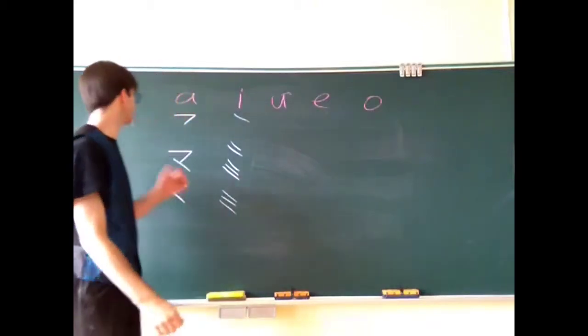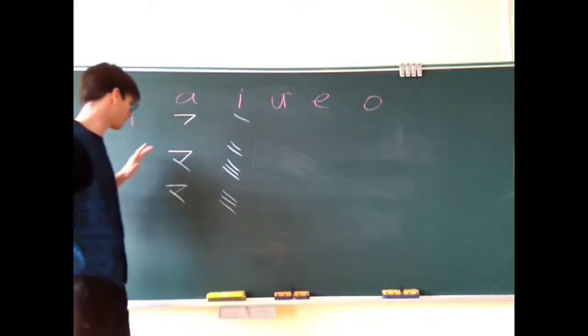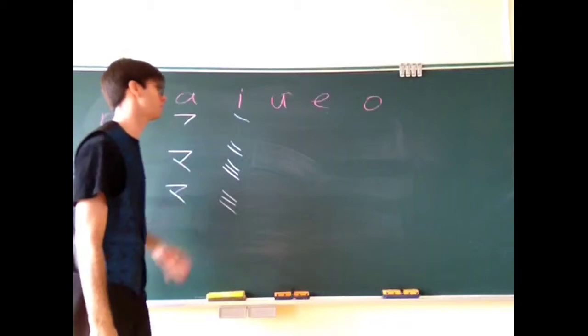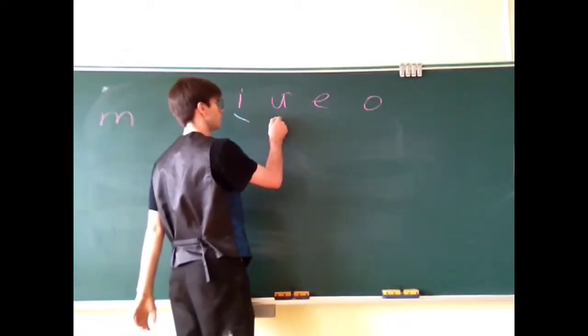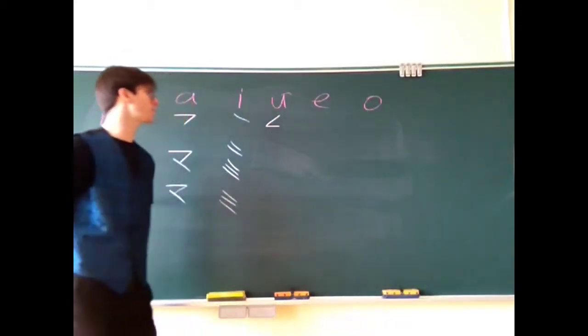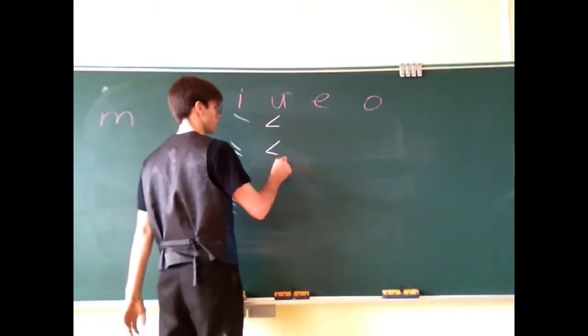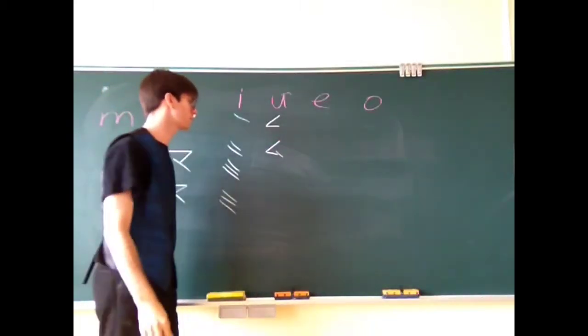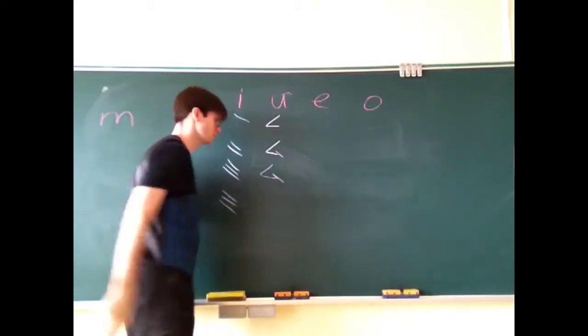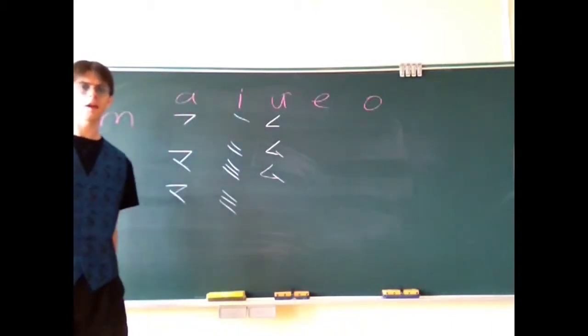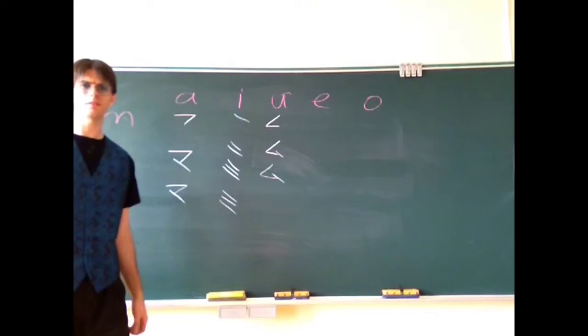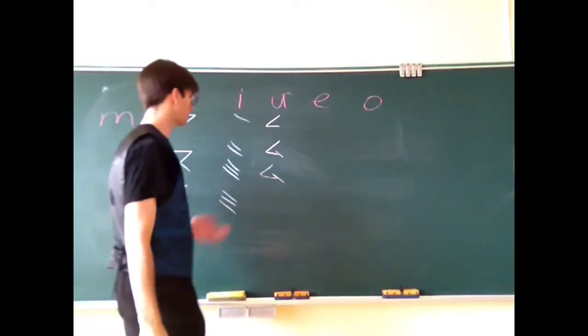Mu looks kind of like ma, but inverted, I guess? I don't really know how this one... mu starts opposite-wise. And then after that, the second stroke is here. Mu. Just like that. It looks like ma, doesn't it? Anyway, so there's your mu.